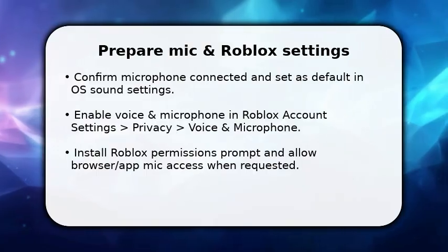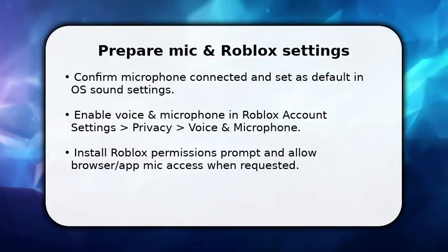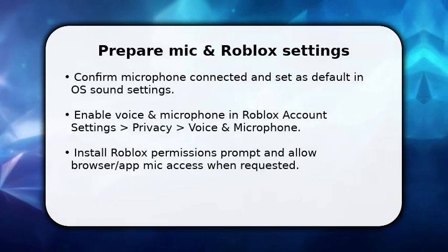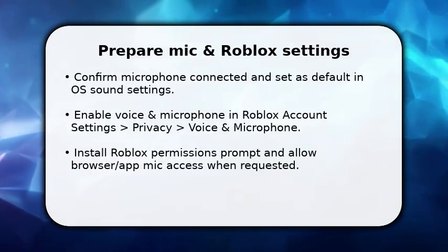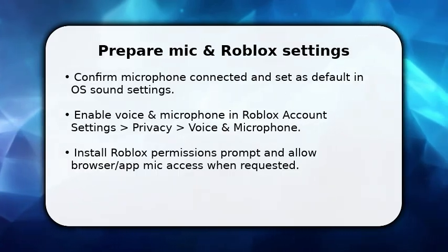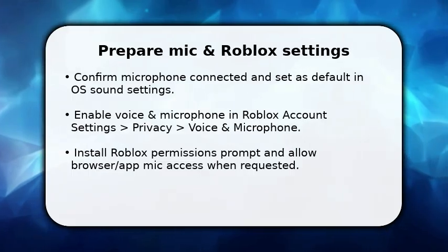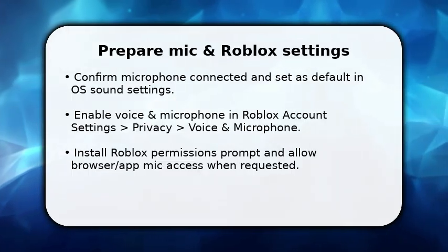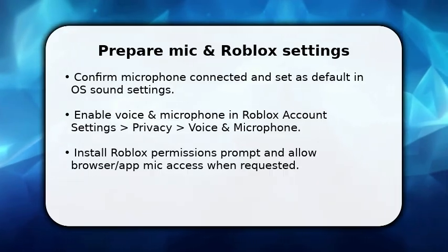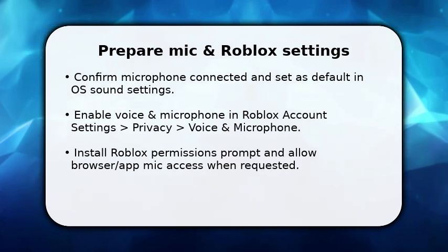You start by confirming the mic is physically connected and selected as the default input in your operating system. This prevents device conflicts. Once done, open Roblox, go to Account Settings, and enable voice and microphone access so games can request audio. Make sure your browser or Roblox app also grants mic permission, otherwise the game cannot detect the device. By doing these steps now, you remove the most common blockers and let Roblox proceed to the in-game voice flow without delays.